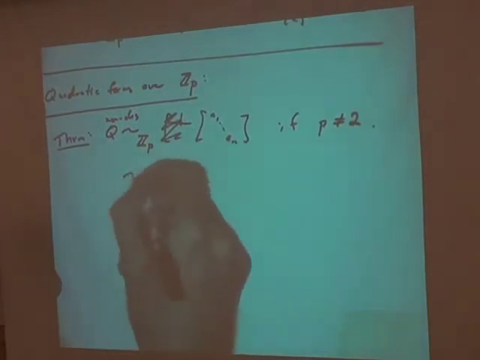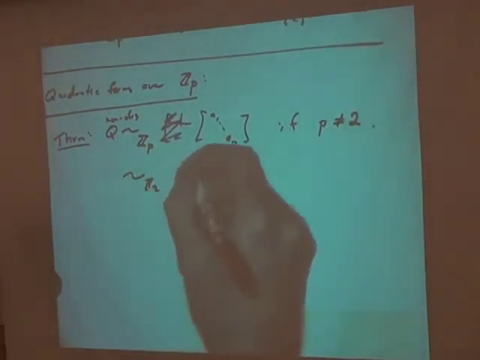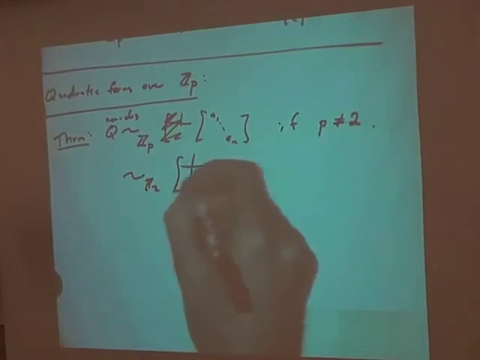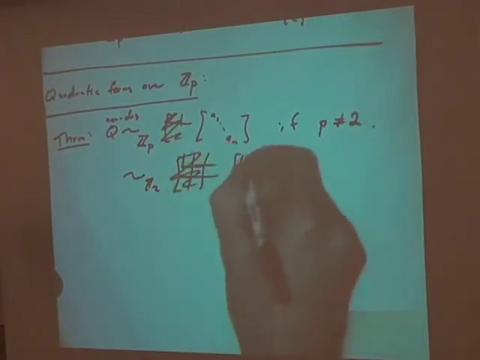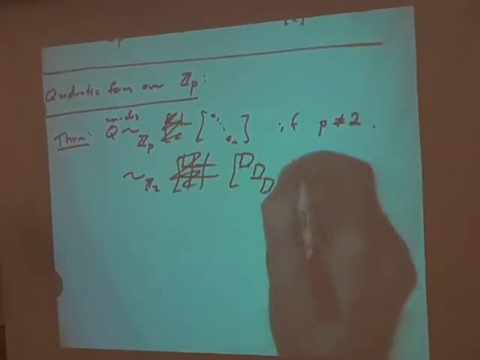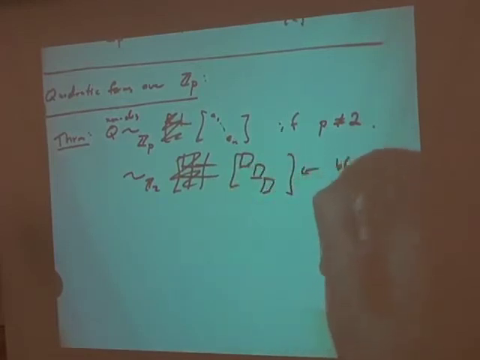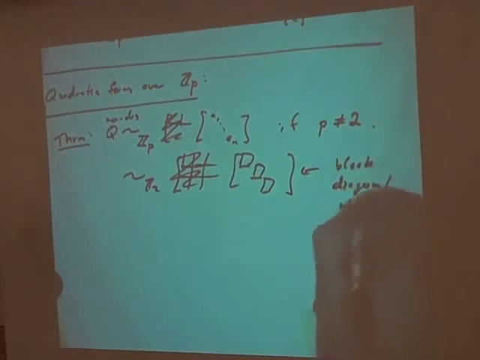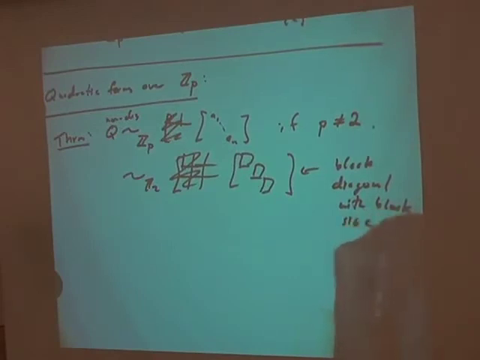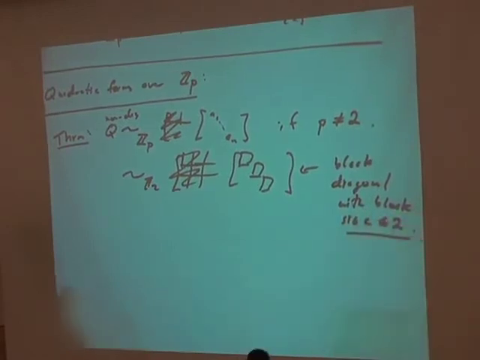And it's equivalent over Z2 to some sort of block diagonal form. So maybe I should write it like this. This is block diagonal with block size less than or equal to 2. So it could be diagonal, but you could also see some 2 by 2 blocks appearing.